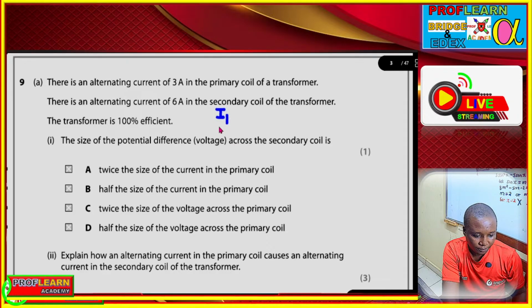Which will mean that in the event you have power in the primary coil, then we're going to say it is equal to the power in the secondary coil, to the power out.